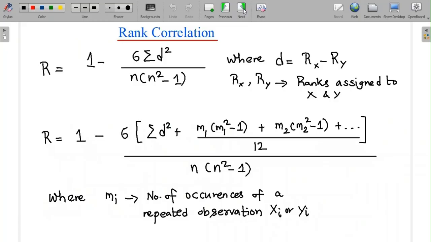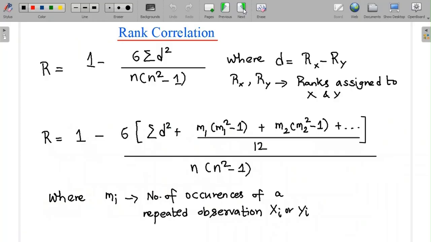How do we assign ranks? We assign these ranks by sorting the values first and giving the smallest rank to the smallest observation. So we sort the values of x separately and y separately, and we give them the ranks based on their size. The smallest observation gets the first rank, the next smallest gets the second rank, so on and so forth.